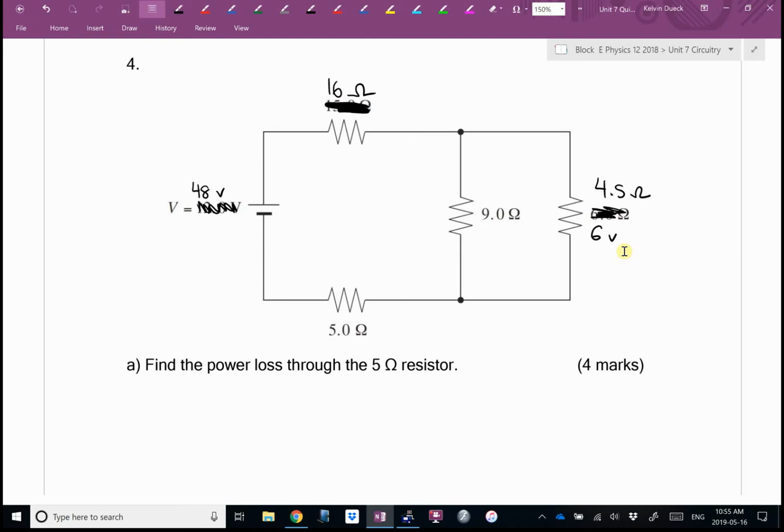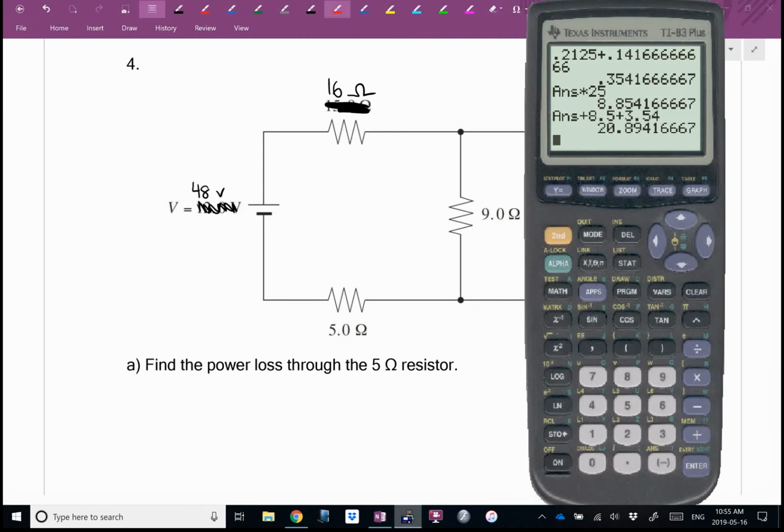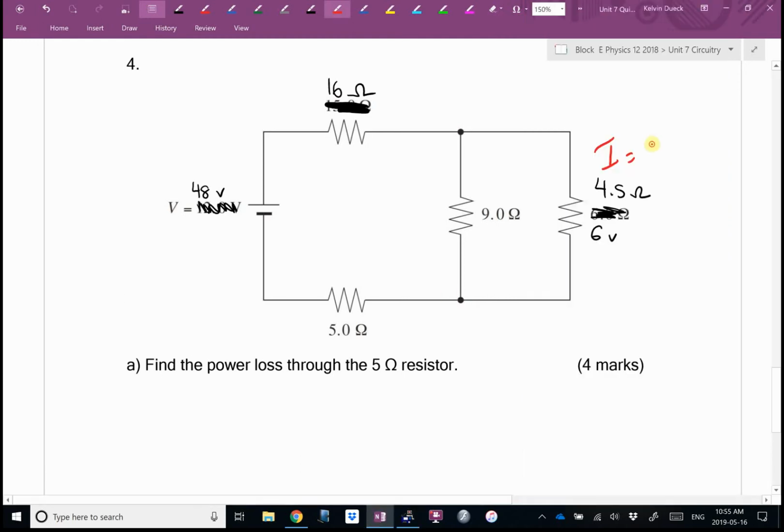First thing that I would do is I would find current here. And that's going to be V over R. It's going to be 6 divided by 4.5. And I get 1.333333.